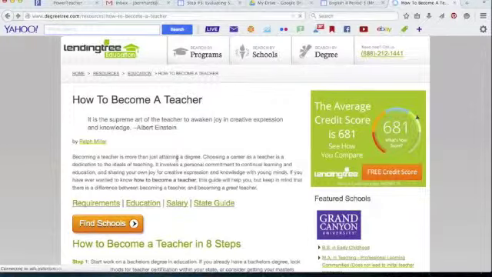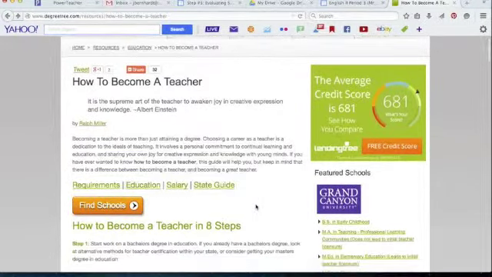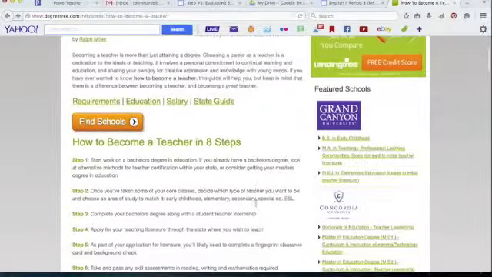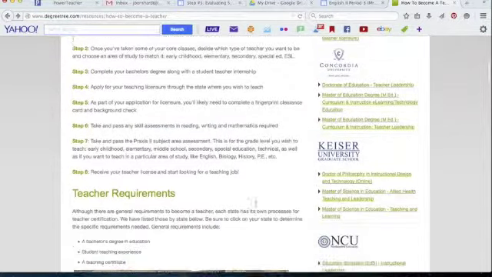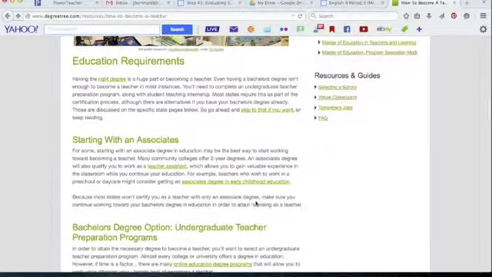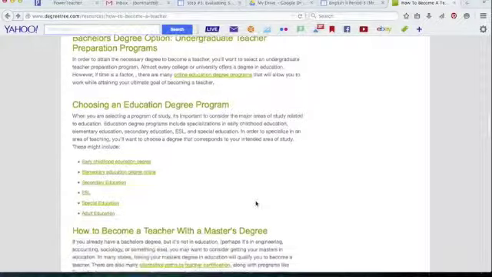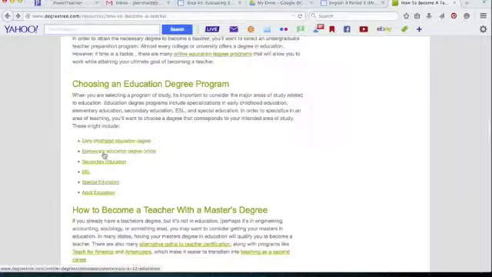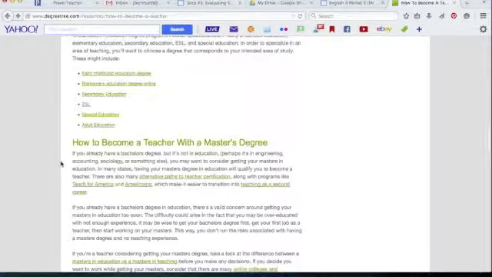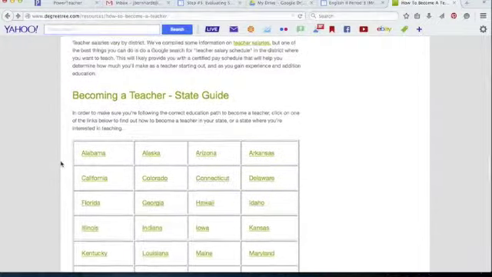To check for accuracy, a lot of times you will look at multiple sources to make sure that they all say the same thing, or you can actually check the different links that the source gives to see if those links are also credible sources. So let's go down to where it talked about the state guides, because I'm in Maine, so I want to know the requirements to become a teacher in Maine.